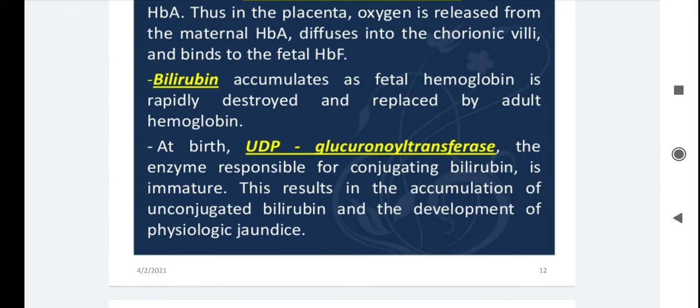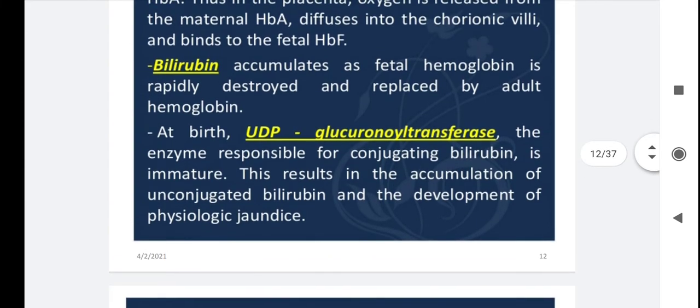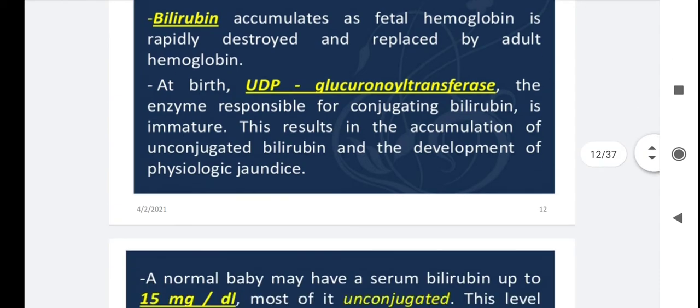At birth, uridine diphosphate glucuronosyltransferase, the enzyme responsible for conjugating bilirubin, is immature. This results in accumulation of unconjugated bilirubin and development of physiological jaundice. This is the cause of physiological jaundice: the immaturity of this enzyme in early life.